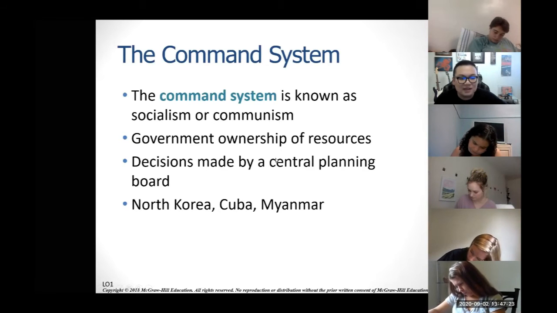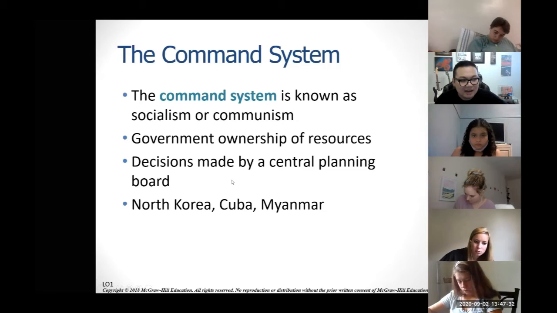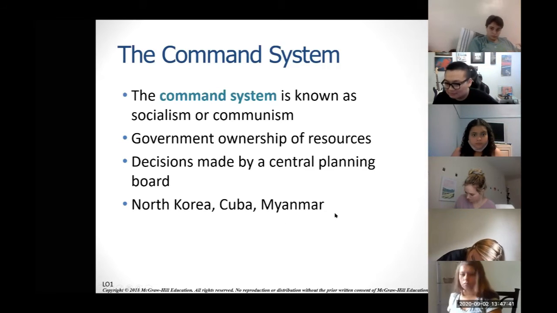And the decision is made by the central planning board, which means it's made by the king or the chief of the government. And there are only 3 countries left, believe it or not. Nowadays there are still 3 countries left: North Korea, Cuba, and Myanmar.